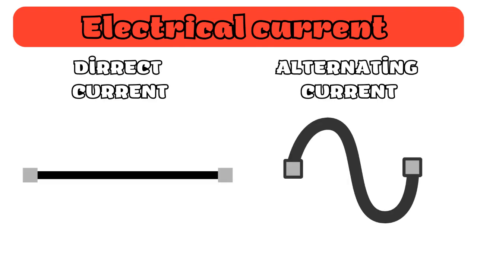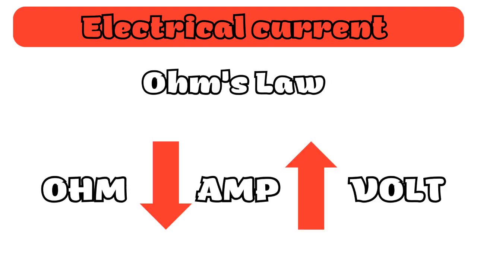There are two types of electrical current: direct current and alternating current. In a DC circuit, the electrical current flows in one direction only, while in an AC circuit, the electrical current periodically changes direction. The amount of electrical current that flows through a conductor is determined by the voltage applied to the circuit and the resistance of the conductor.